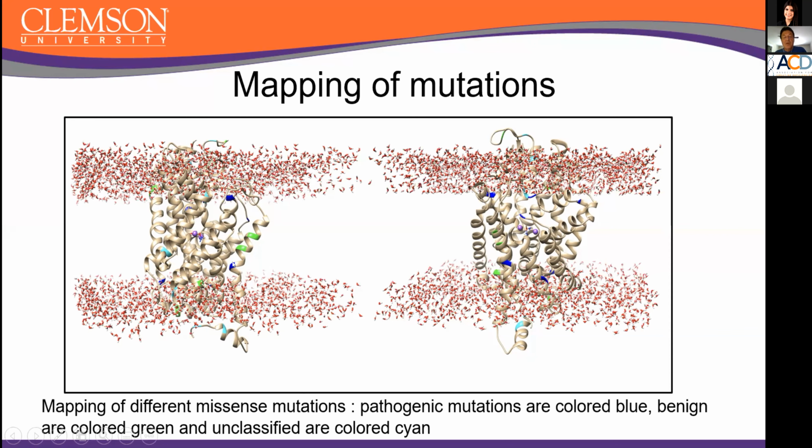For example, a pathogenic mutation is situated very close in the structure to a mutation classified as benign. So based on that, it is very difficult from a structural perspective to say if a mutation is causing disease or not. I'm going to stop here for a moment.